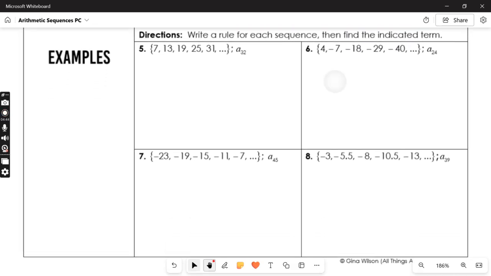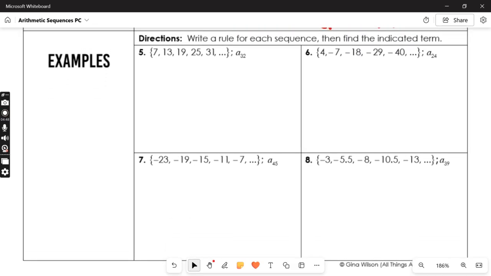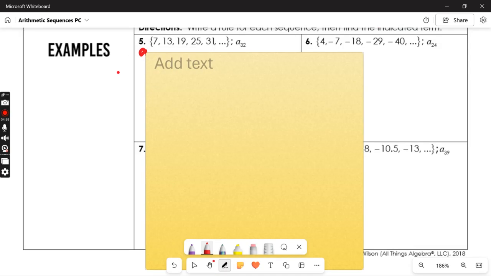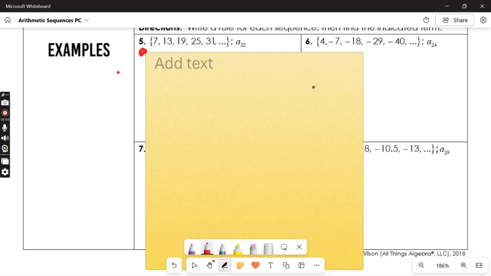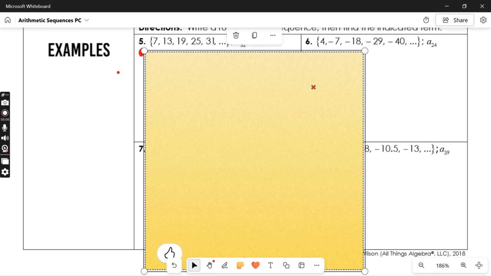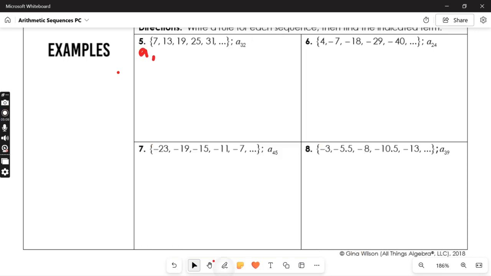Okay, so it says write a rule for each sequence, then find the indicated term. Alright, so I have 7, 13, 19, 25, 31. First job is to figure out what's happening and my first term. So my first term here is 7, and then it looks like it's going up by 6 each time.